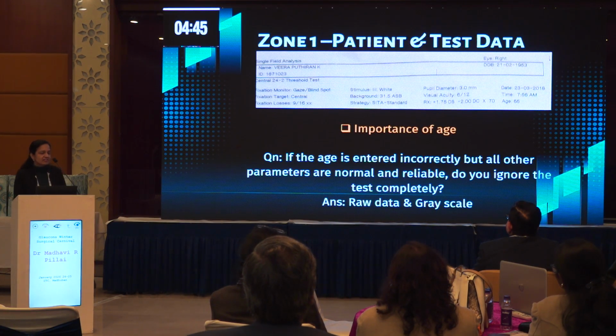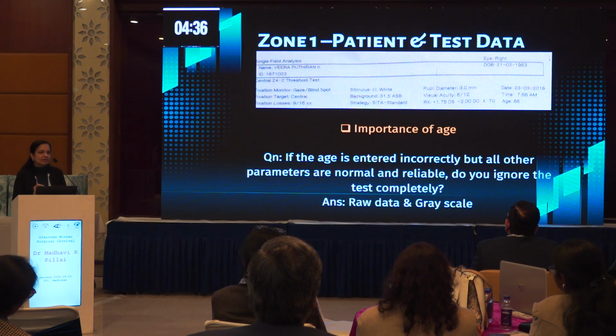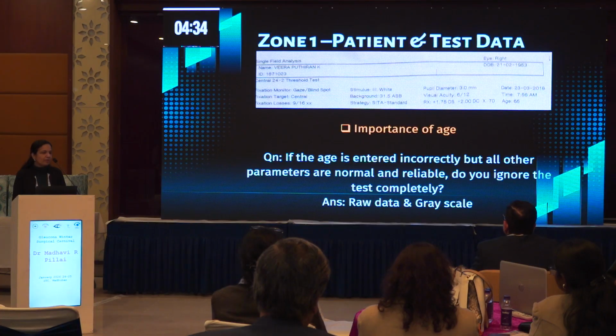So the answer is these 2 points, the raw data and the grayscale. These are independent of any age-matched normative database. This is the actual data of the patient, not based on any age-matched normative database. So you can still have a look at these 2.